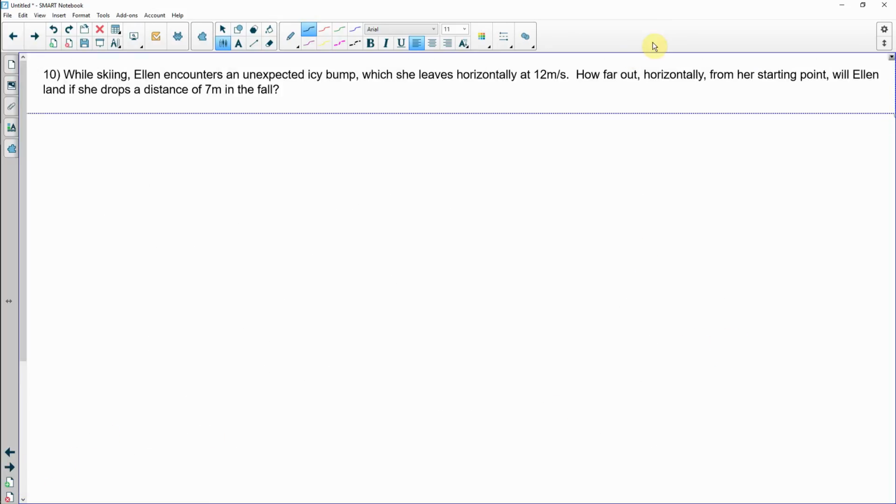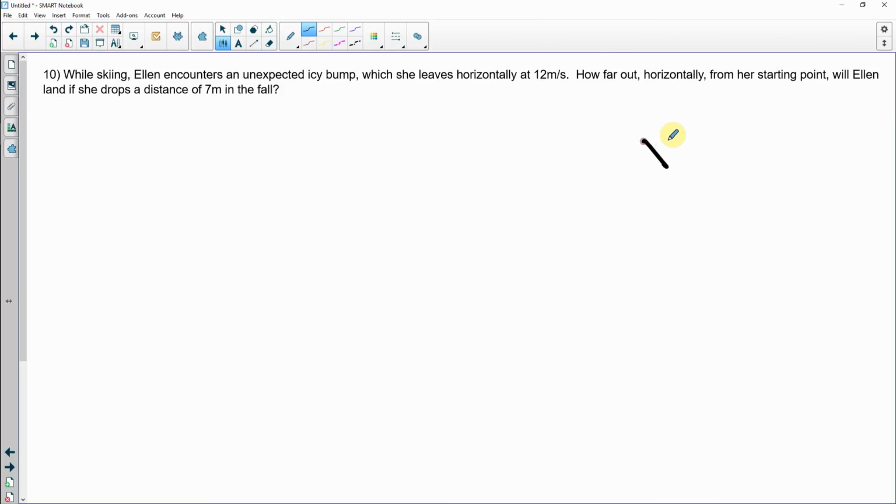Let's give another one. While skiing, Ellen encounters an unexpected icy bump, which she leaves horizontally at 12 meters per second. How far out horizontally will Ellen land if she drops 7 meters from the fall? It's exactly the same thing we just did. X, Y, VI, VF, A, T, D.